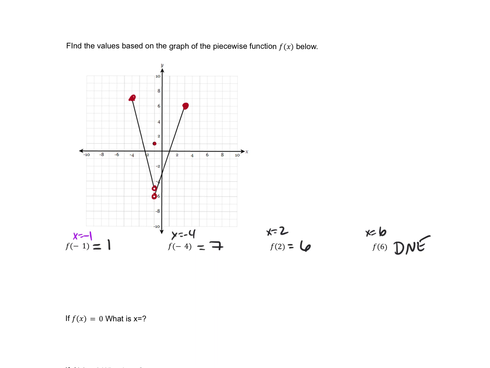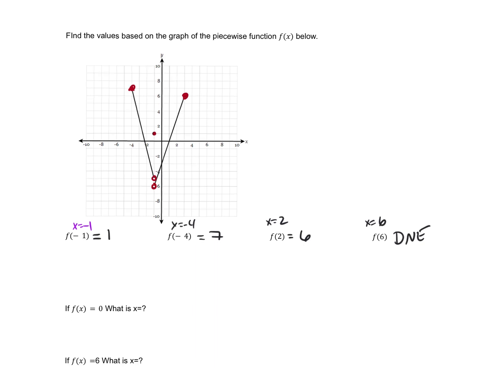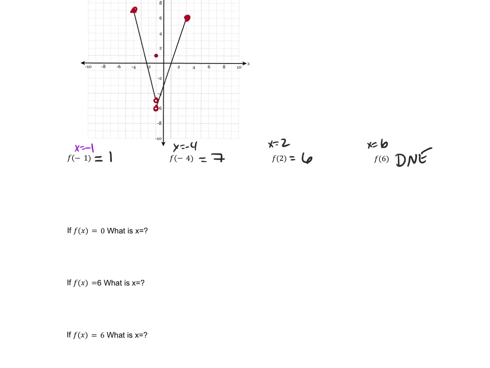Finally, the last ones are written a little differently. It says f of x equals different values. So this first one says f of x equals 0. This is basically saying if y is 0, what is x? So there are 2 points that have a y of 0. They're not perfect, but we'll approximate. X is about negative 2.2-ish, and the other one looks like 1-ish. That one looks okay.